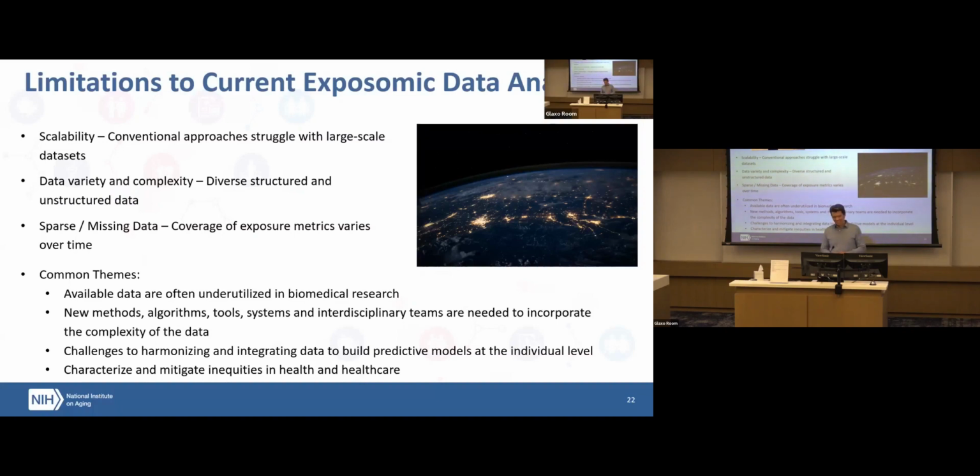We are doing okay. So some common themes are that the available data are often underutilized in biomedical research. There's a ton of data that no one knows what to do with, or they just hadn't had the right approach, in terms of having someone come in with a fresh set of eyes and a different perspective. A lot of new methods, algorithms, tools, systems, and interdisciplinary teams are needed to incorporate the complexity of the data that are available. And there are a lot of challenges in terms of harmonizing and integrating this data to build predictive models at the individual level, and then to characterize and mitigate inequalities both in health and healthcare research.